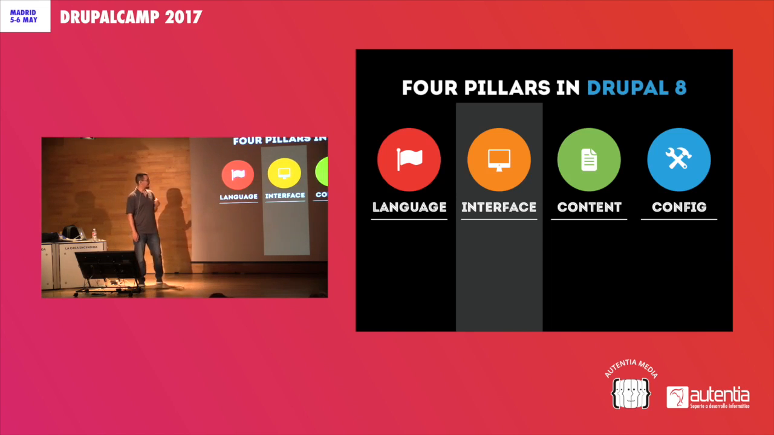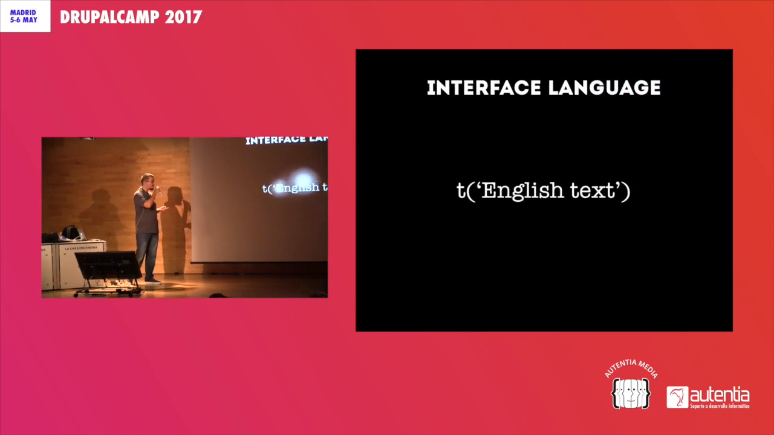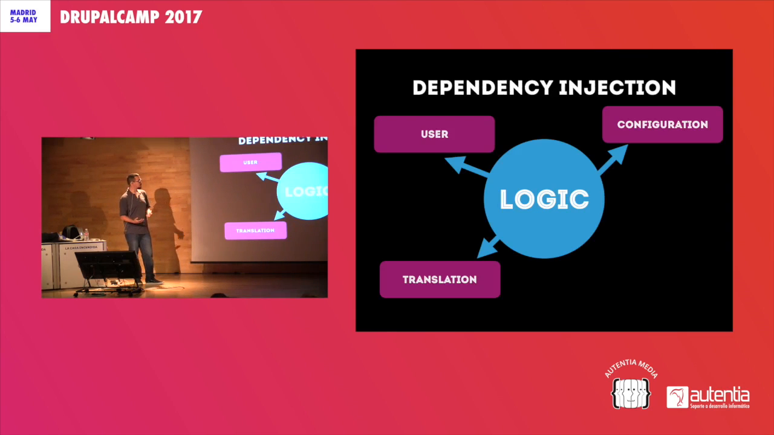So the next one is the interface translation module. In Drupal 7, we had the T function, and we have the same in Drupal 8. The talk is over. Let's go. No. So apparently it's the same, but internally it's really different, and you probably shouldn't be using that. You can use it, but you don't really need to. So let's see an example.